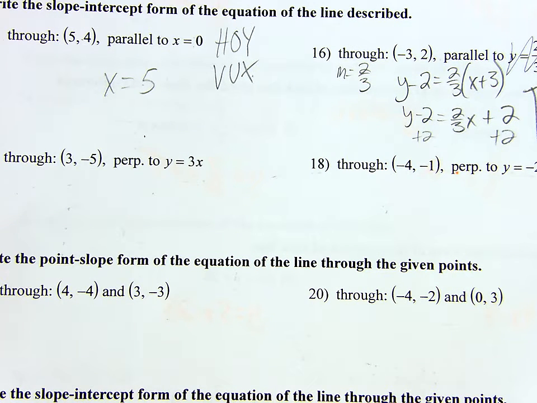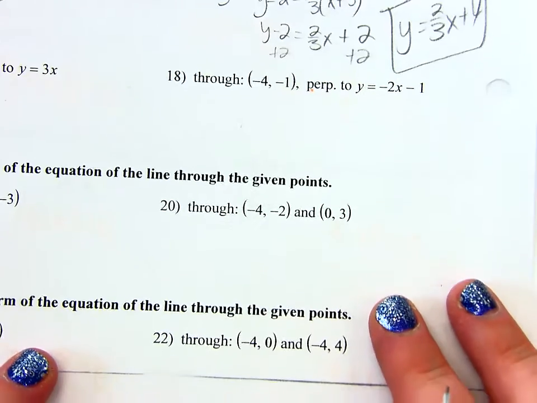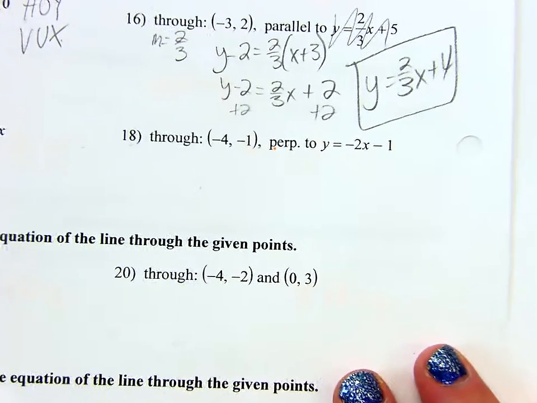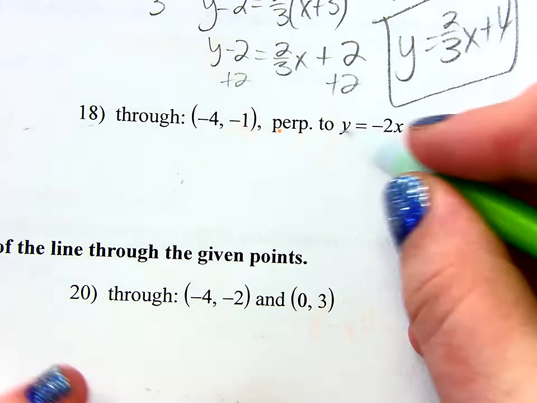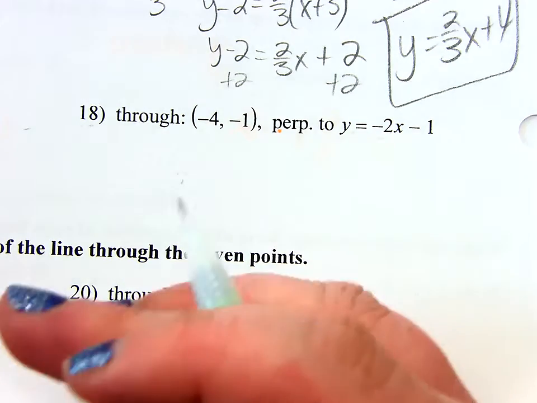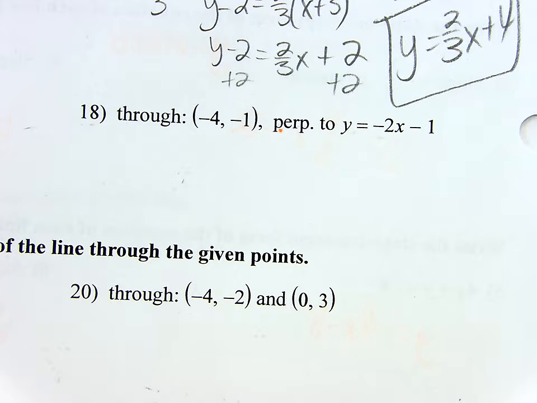Let's do 18. And then there'll only be one more that I want to do. All right, so I want to go through that point, but this time I want to be perpendicular to this line, y equals negative 2x minus 1. So this one is going to require some work because it's not just a vertical or horizontal one. So where do I start? Anybody know? Where will I begin?